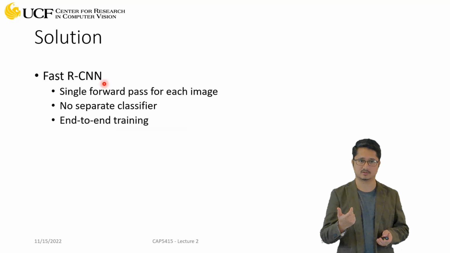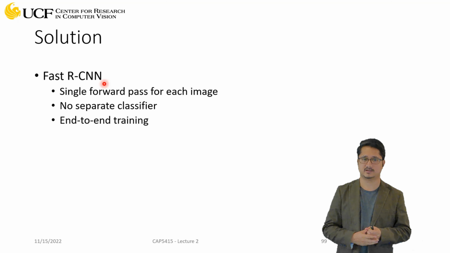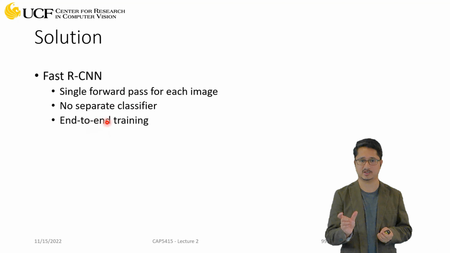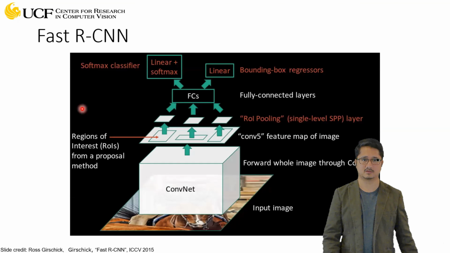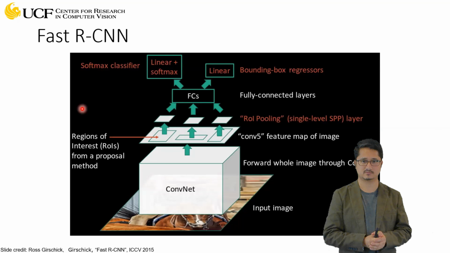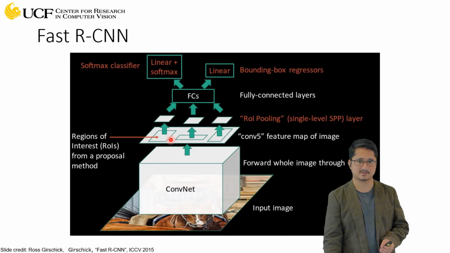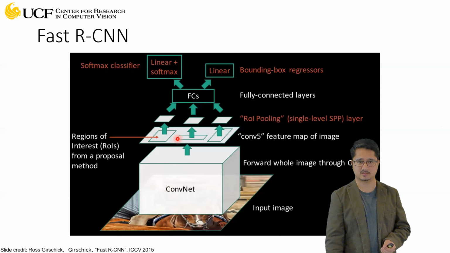So the solution is called fast RCNN, and we have three different items to discuss here. We will do a single forward pass instead of multiple passes. We won't be having separate classifiers for different classes, and it will be end-to-end learning. So this is again a similar kind of architecture. Now the interesting part is, instead of applying the region proposals on the input image, we apply these region proposals on the activation maps. So we take the input image, pass it to the CNN, extract the features.